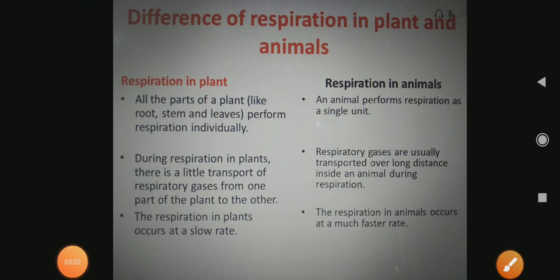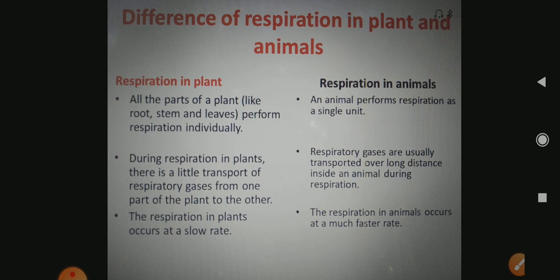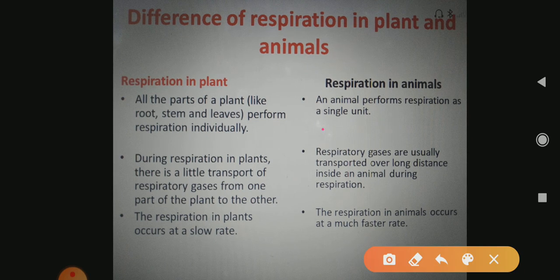Now see, next is the difference of respiration in plants and animals. What is the difference between the respiration of plants and animals? Plants: all parts of the plant like the root, stem and leaves perform respiration individually. But in animals, a particular organ, a single unit, is given for respiration. During respiration in the plant, there is little transport of respiratory gases from one part of the plant to another.